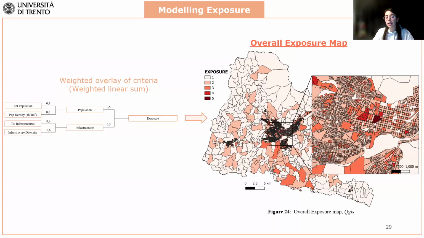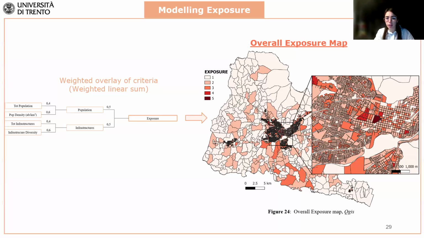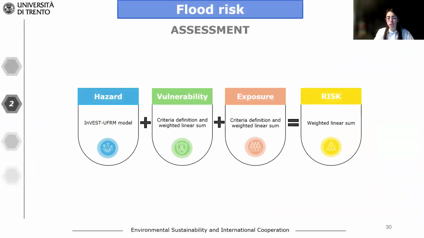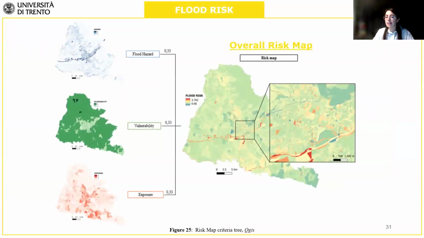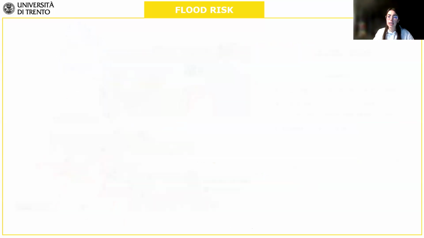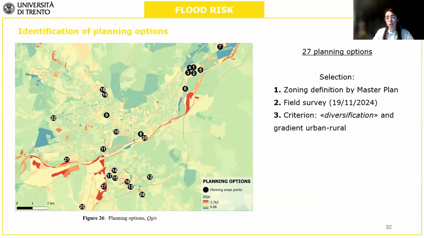most people and infrastructures. These 3 maps that we have just seen were combined together through, again, a weighted linear sum to create the overall risk map, enabling the identification of the most affected areas for flood risk, and so to be prioritized for intervention planning. In this case, 27 planning options came out, and they were further reduced to 5 according to these 3 criteria.